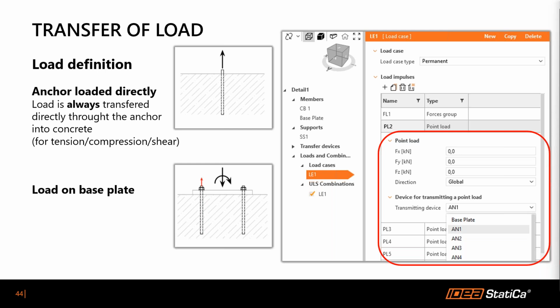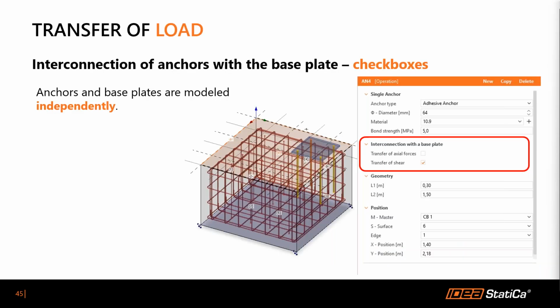The load can be defined either to the anchor directly, and in this case, the load is transferred to the concrete directly, the tension, the compression, and the shear as well. Or in the other way, the load is defined on the base plates, and you can select which anchors are used to transfer the loads. Why is that important? Because sometimes you just want to select 1 or 2 anchors according to the code.